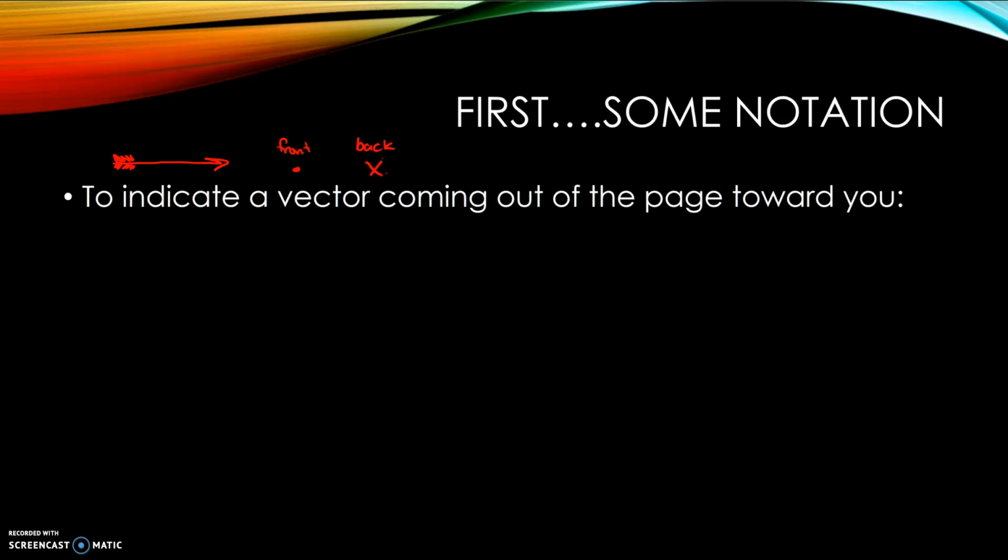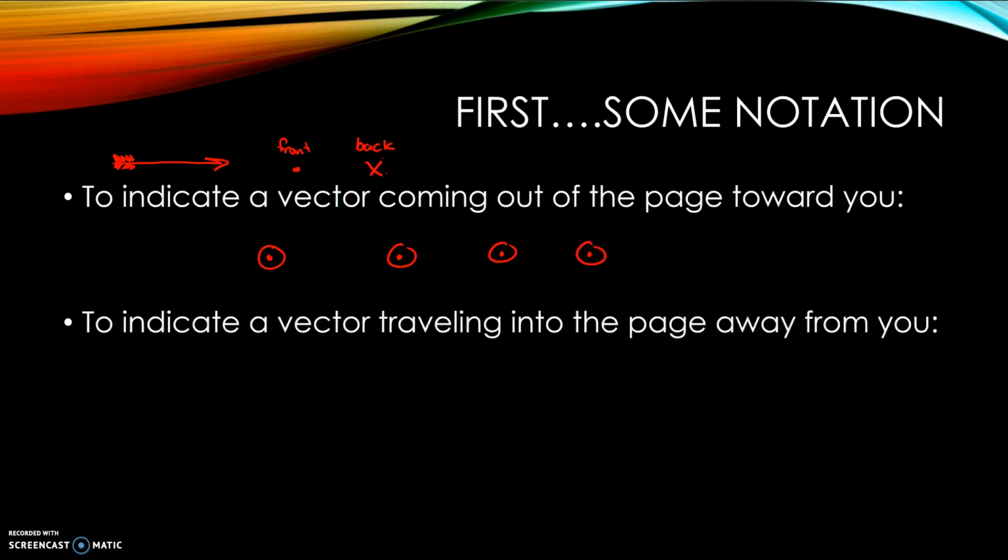So if a vector is coming out of the page towards your face, we'll put a little dot there. We usually put a circle around it to make it more obvious. It's kind of hard to see dots sometimes. So if you see this, it's representing a vector coming out of the page at you. And then a vector traveling into the page, like into the table, would be an X with a circle around it. Okay, so these are ways that, rather than having to stay in the plane of the paper, in two dimensions, we can represent vectors coming out of the page or going into the page.